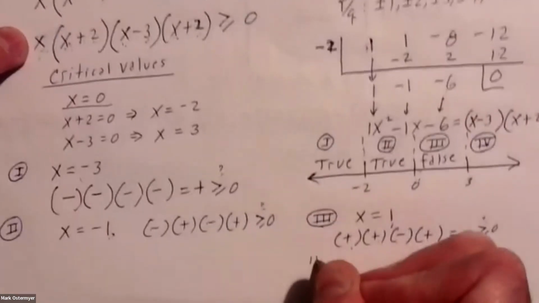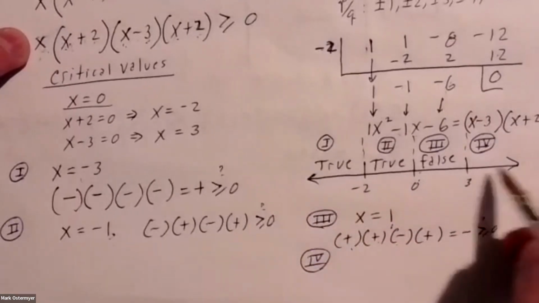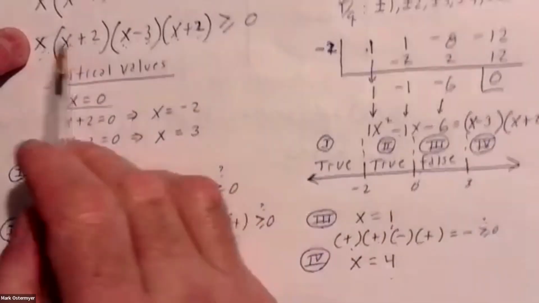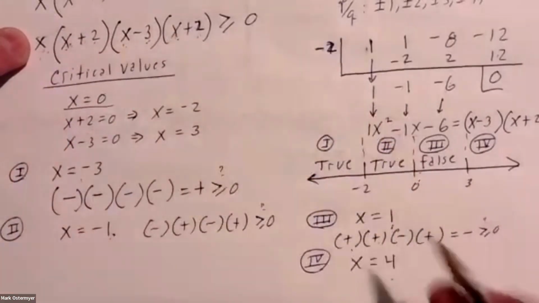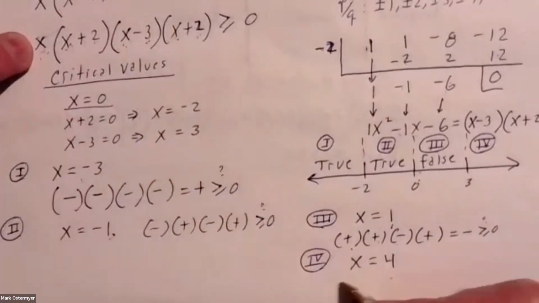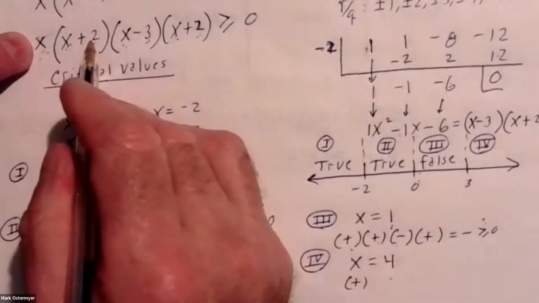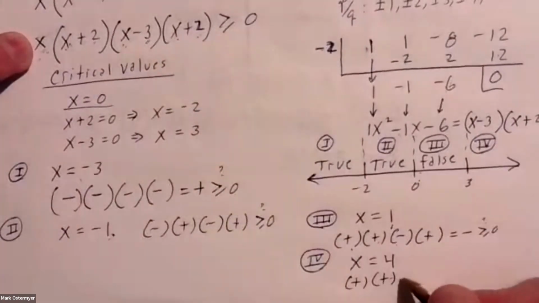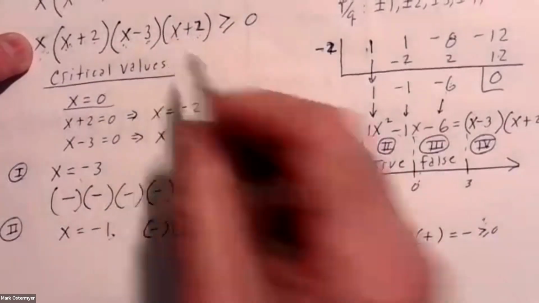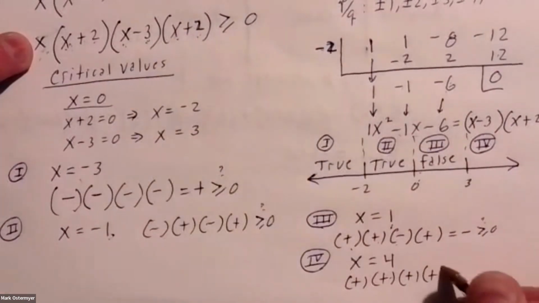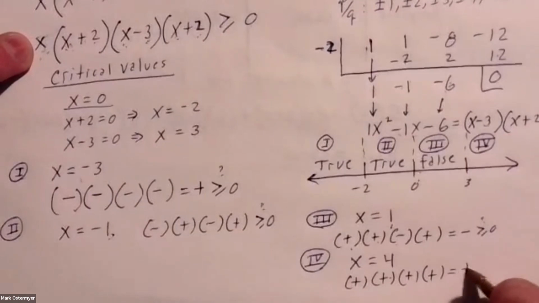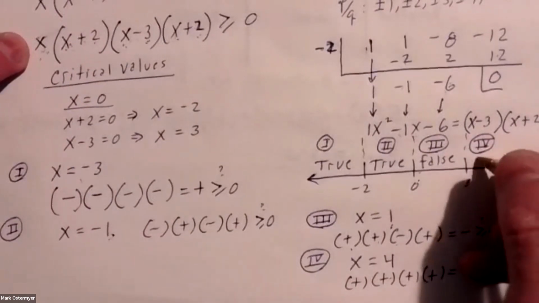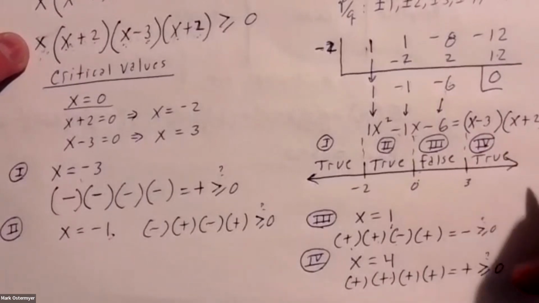Finally, interval number 4. Give me some nice value that's greater than 3. How about positive 4? Substitute 4 in here, here, here, and here, and verify. If I put 4 in here, my first factor is a positive factor. 4 plus 2 gives me another positive factor. 4 minus 3 gives me another positive factor. 4 plus 2 is another positive factor. Multiplying all these positives together, you get a positive. Is a positive greater than or equal to 0? That's true all day long. So solutions will be coming from this interval.